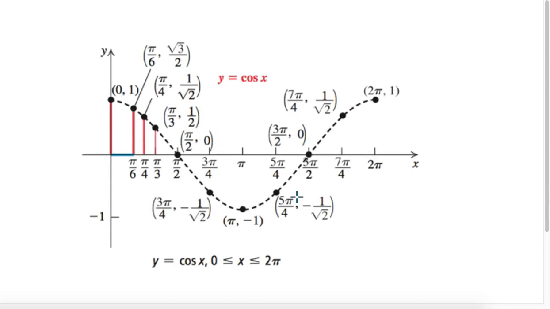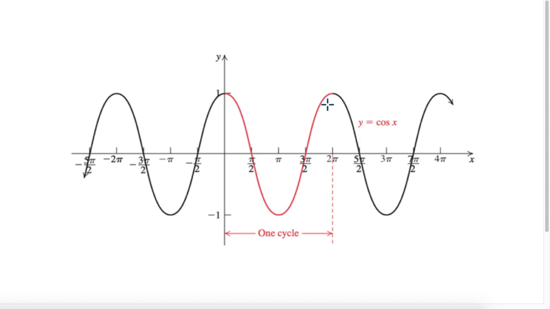Similarly, for cosine, we have our one period of cosine from 0 to 2 pi. Again, this includes all of the x values from the unit circle. But if we continue on in either direction, it looks exactly the same as it does from 0 to 2 pi, to 4 pi, or -2 pi to 0.